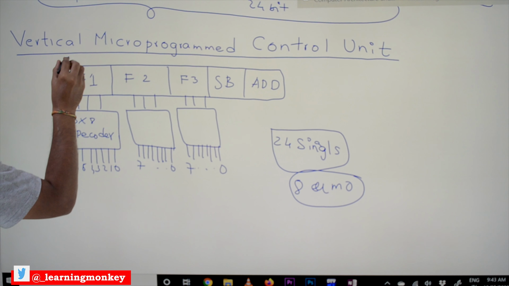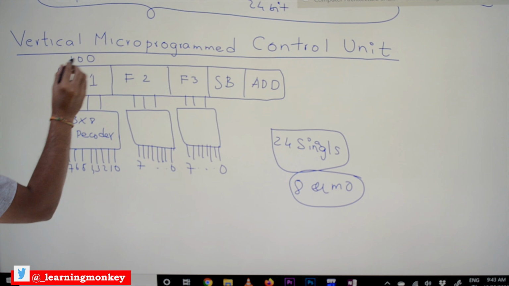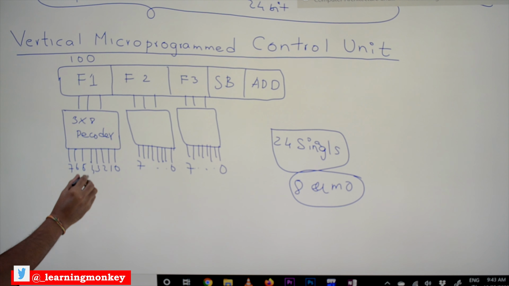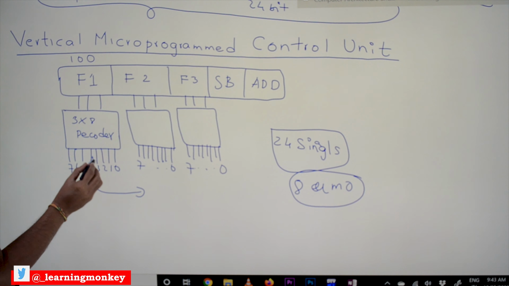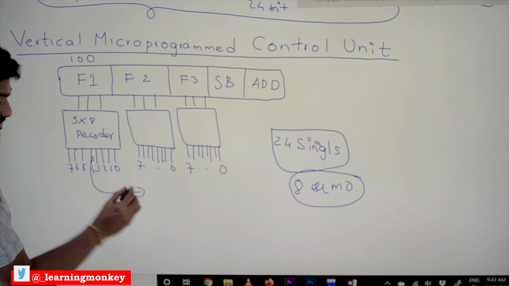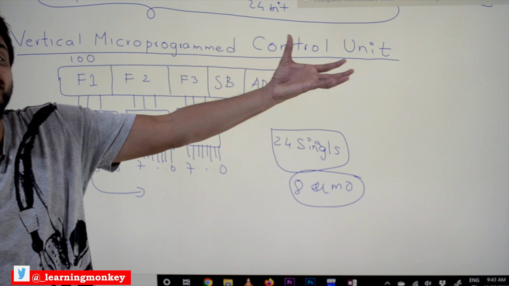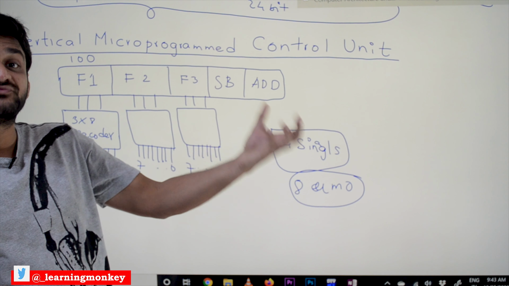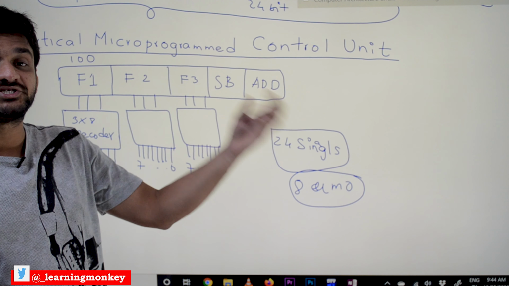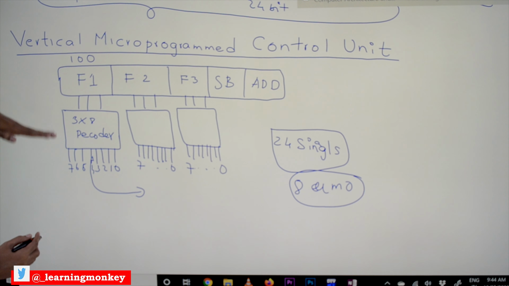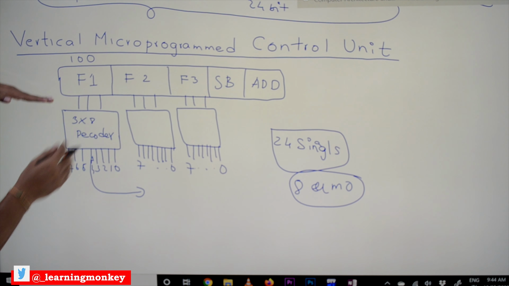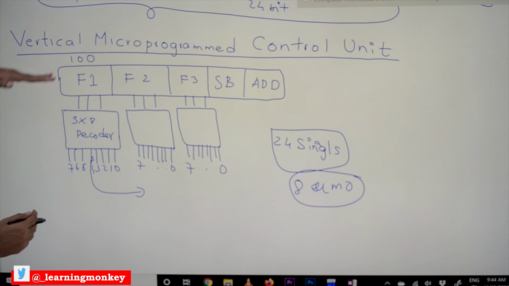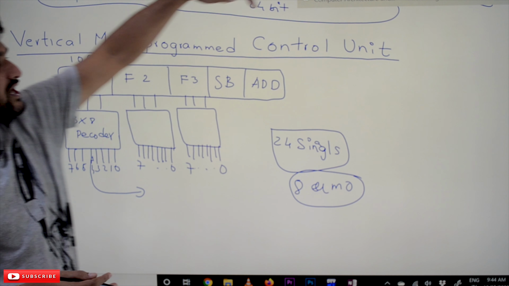For example, in the first group with 8 micro operations, suppose the 4th micro operation has to be executed. So F1 has to be provided with 100. Then that micro operation will get activated, and the control signal 1 is produced there and the remaining are zeros. Whenever this output becomes 1, the control signal is provided to the corresponding resistor, and that action will happen. The corresponding micro operation will be done. This is how the control words of the micro programmed control unit are arranged vertically, and this is what we call a vertical micro programmed control unit.